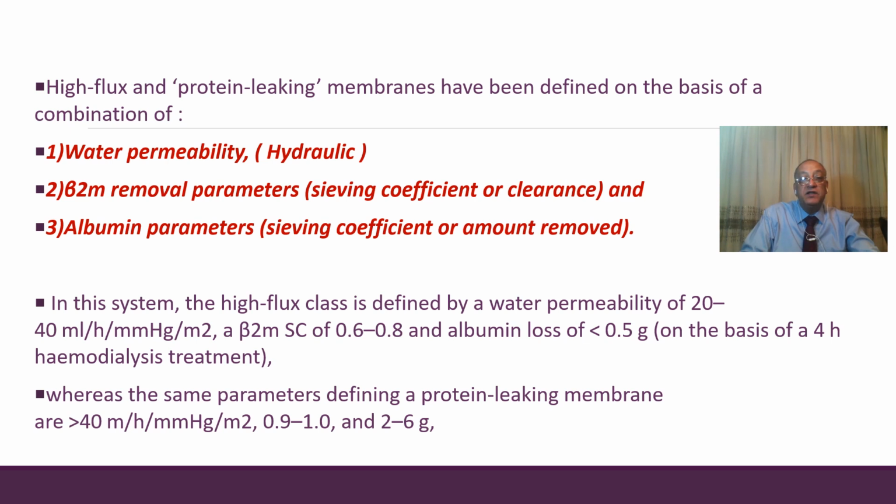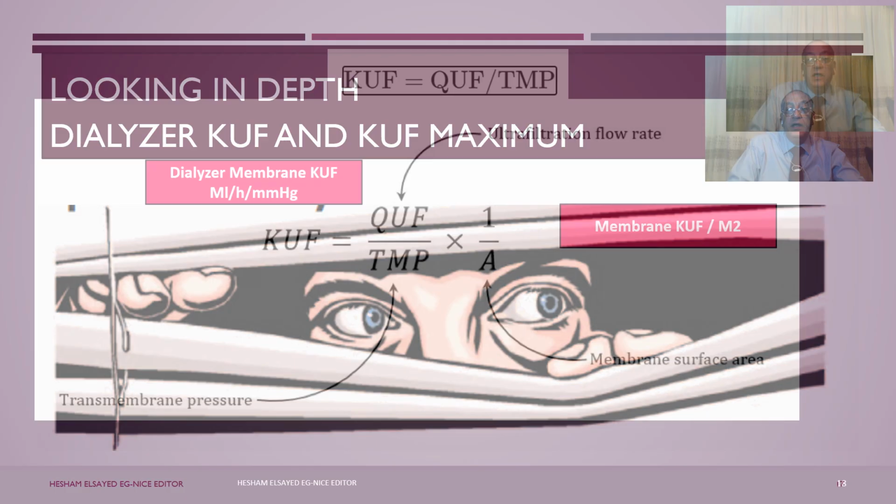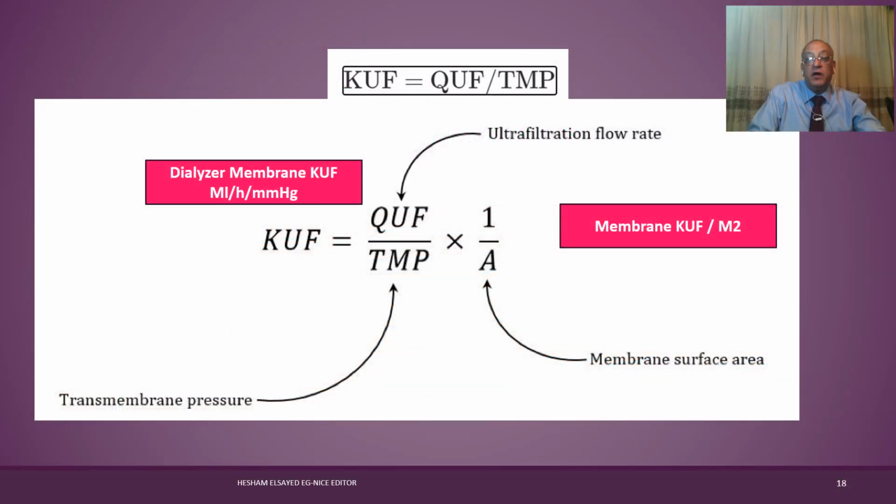Subsequently, the dialyzer flux and protein-leaking membrane depend on the water permeability, beta-2 microglobulin removal, as well as albumin sieving coefficient parameters. Looking in depth at KUF and KUF max, the KUF, or dialyzer ultrafiltration coefficient, is defined by how much volume of fluid is removed per transmembrane pressure, while the A is the surface area of the dialyzer.